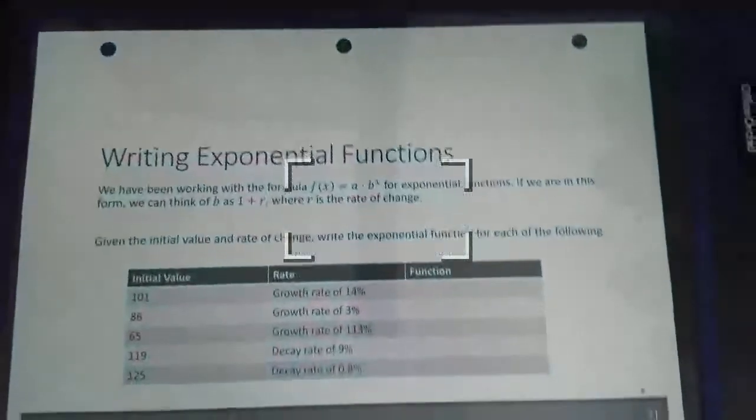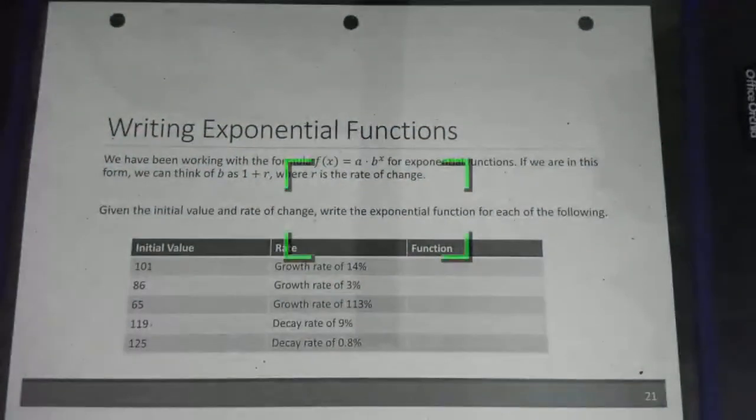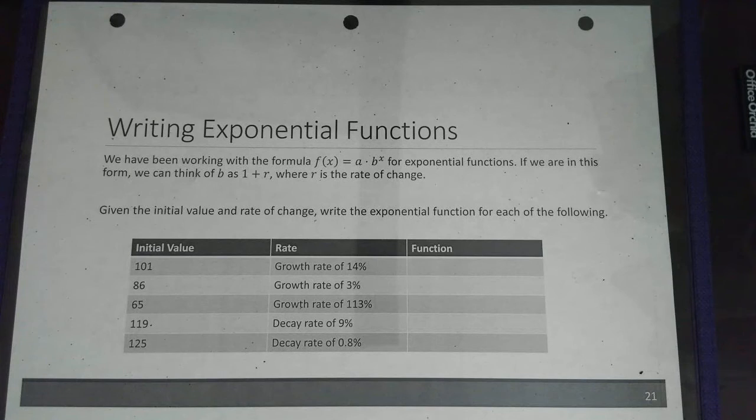Now that we've looked at some exponential functions, we're going to try to write some of our own. And the way we're going to write these is by using the formula f of x equals a times b to the x. If we are in this form, there are multiple forms, but we're going to use this one for now. We can think of b, our base, as 1 plus r, where r is our rate of change.